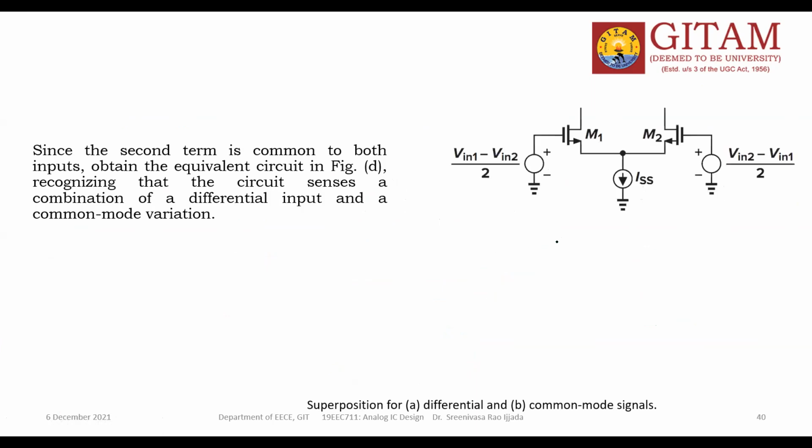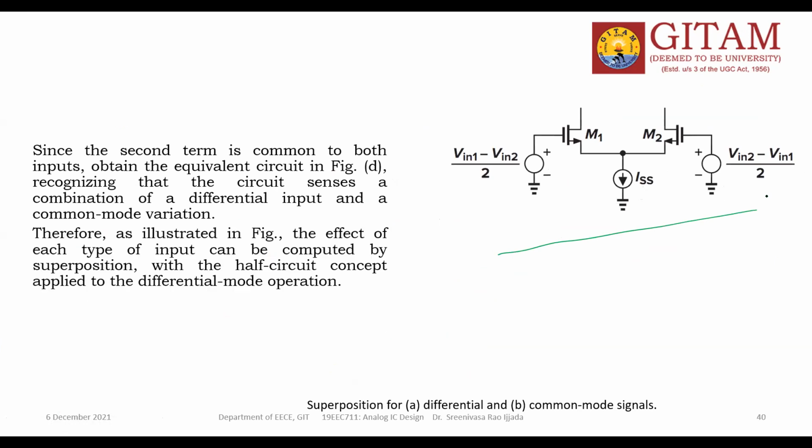Finally, since the second term is common for both the inputs, obtain the equivalent circuit B. Recognize that the circuit senses a combination of the differential input and common mode variations. Therefore, in this picture, the effect of each type of input can be computed by superposition, with the half circuit concept applied to the differential mode variation.